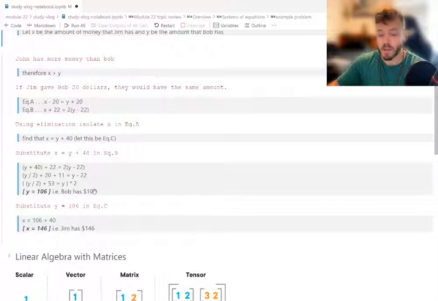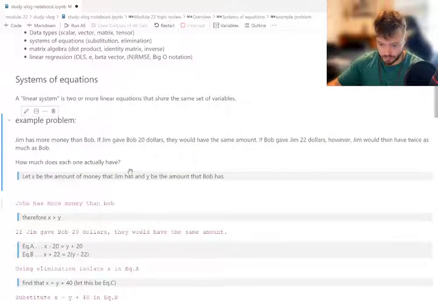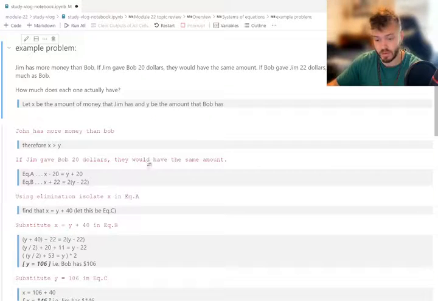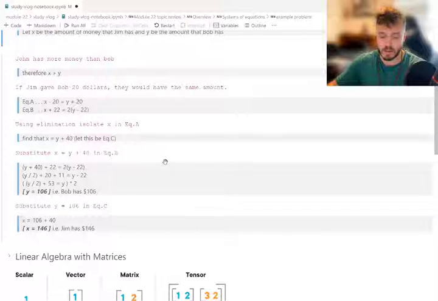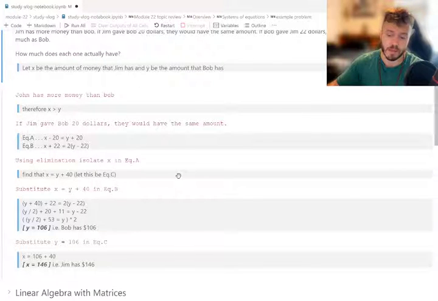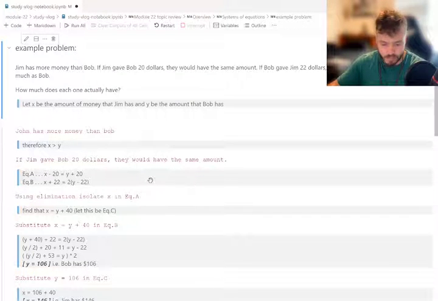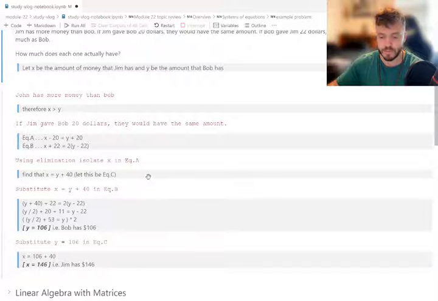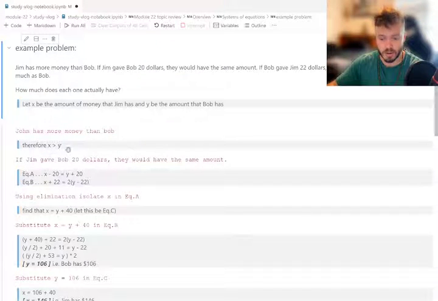So we know that Bob has $106 and Jim has $146 based on this information that we were given here. And that's basically systems of equations. As long as you have the same set of variables, then you can pretty much solve for any variable. And you also, of course, need some constants in there too. If it was just x plus y equals y, then you wouldn't be able to do anything. Or like this right here, there's no constants here.